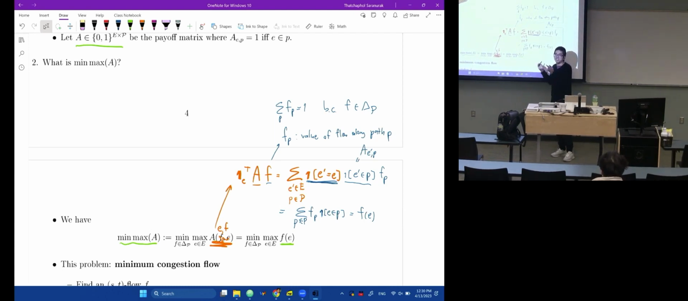There are going to be calculations like this in this class, so I want to make sure that you are at least with me in the first example.